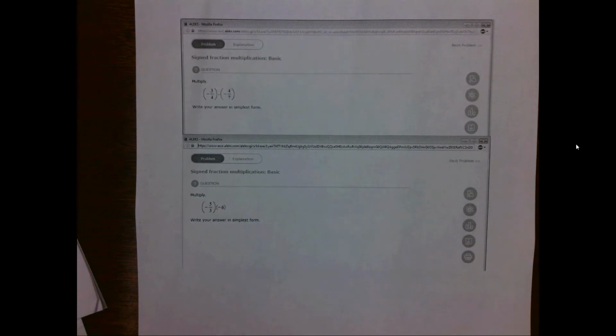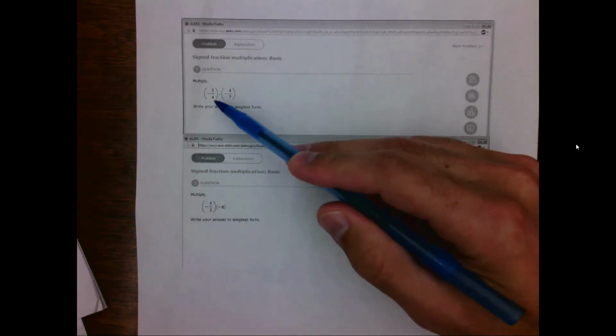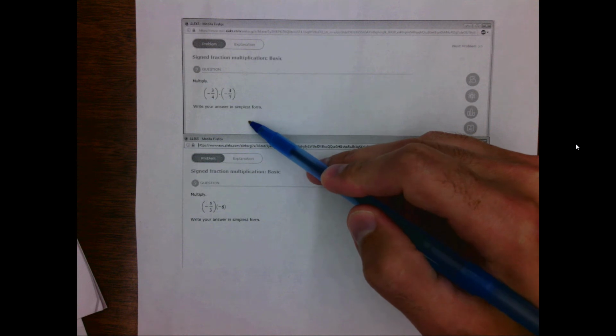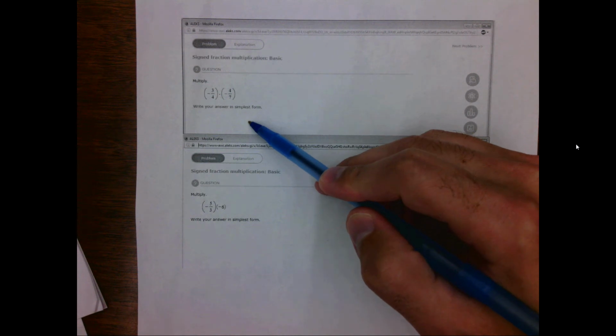In this example, we're asked to multiply fractions. To multiply fractions, you have to multiply the numerators and also multiply the denominators. Because it wants the answer in the simplest form, we'll then have to simplify it. You may have already done problems where you had to simplify a fraction.